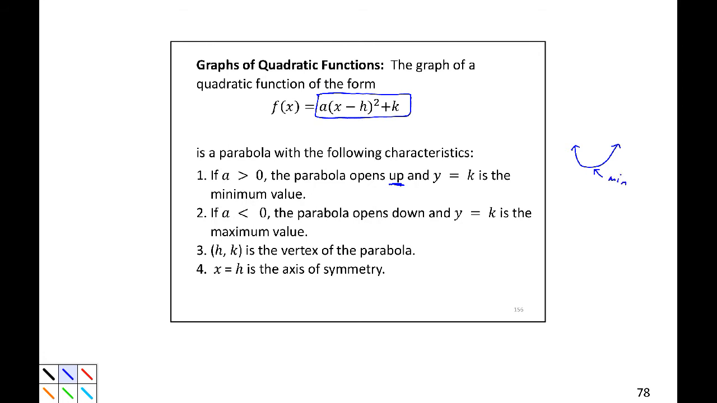Versus if a is less than 0, then it opens downward, and we have a maximum value. The point (h, k), as given in this form, is the vertex of the parabola, and x equals h is the axis of symmetry. Because all parabolas have symmetry, we know we can find that based on the vertex. The vertex is the turning point.